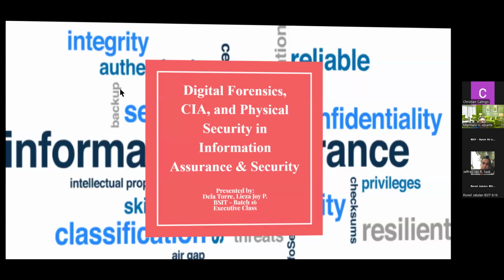Okay, so this time we focus on digital forensic, CIA, and physical security. Digital forensic is the process of uncovering and interpreting electronic data for use in a court of law. The primary goal is to preserve any evidence in its most original form while performing a structured investigation by collecting, identifying, and validating digital information to reconstruct past events.